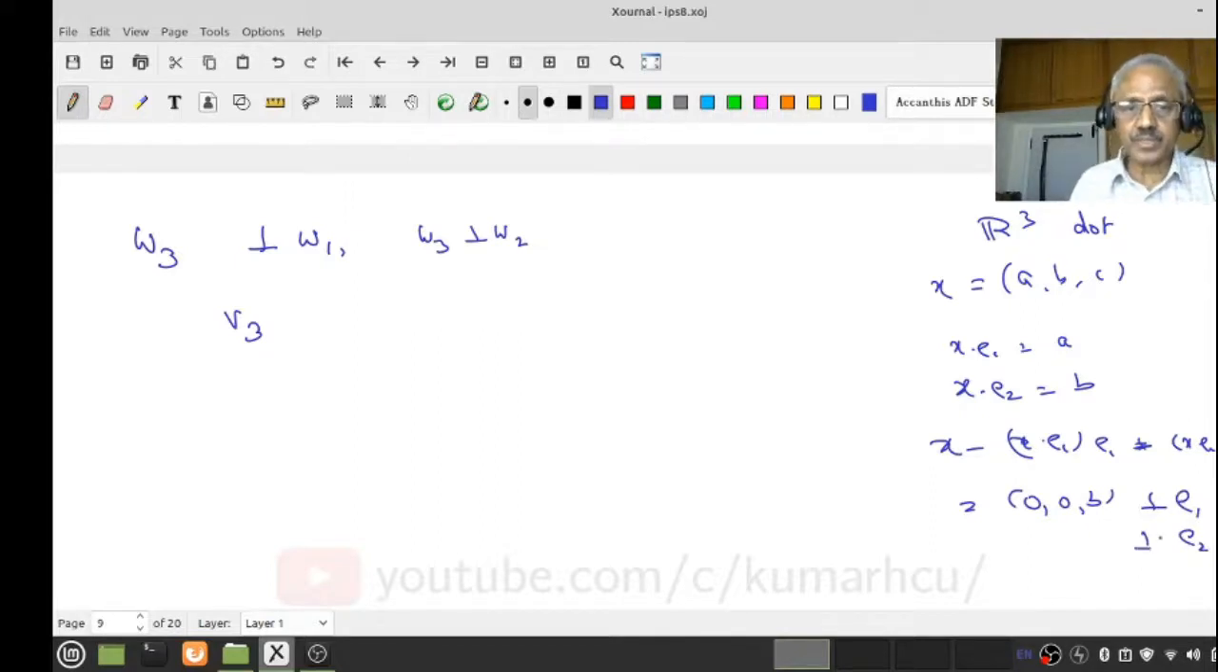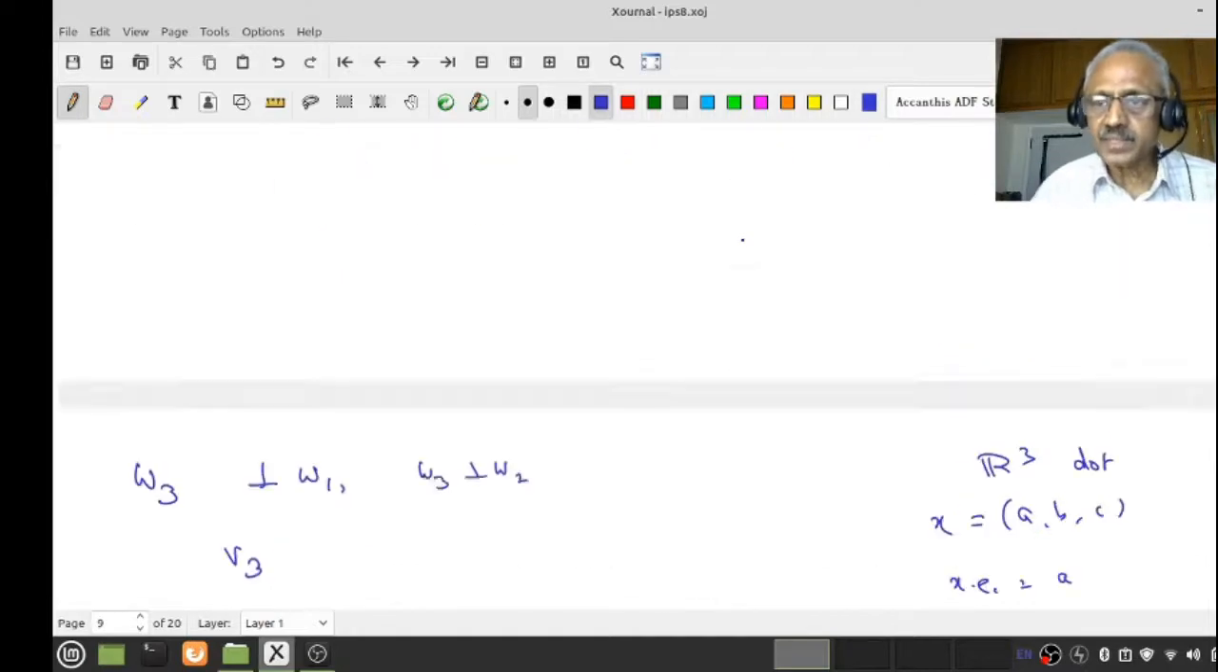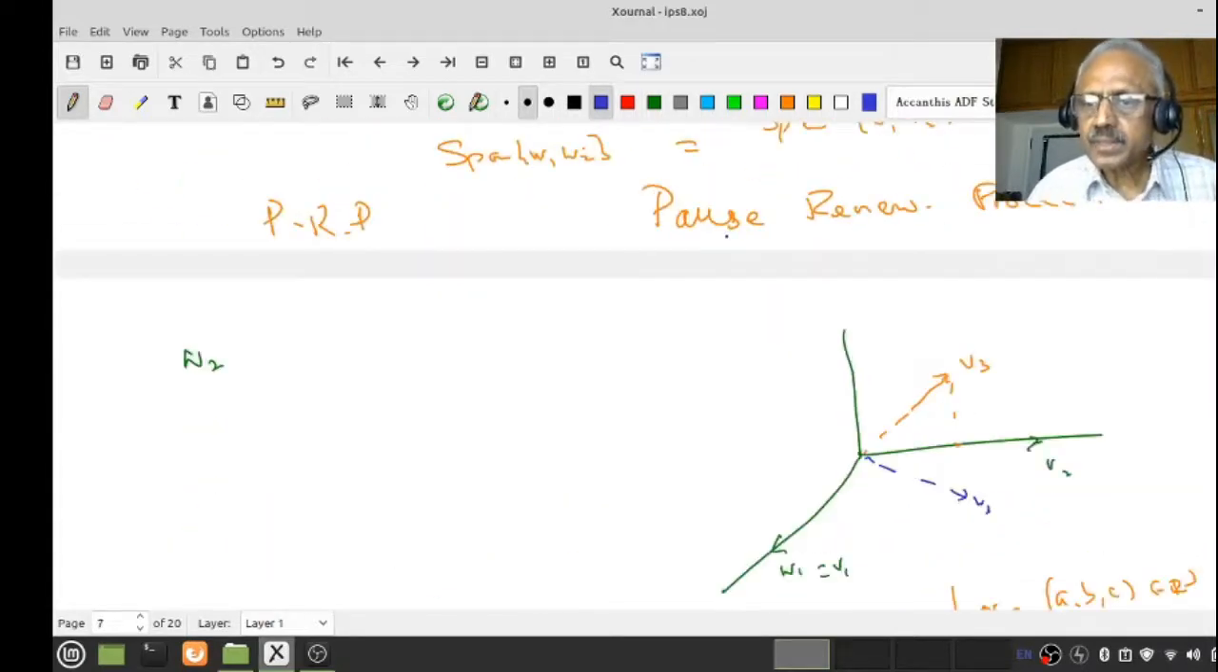So the same thing. As I said in the picture earlier, I am taking v3 and projecting onto the w2 and w1 components.